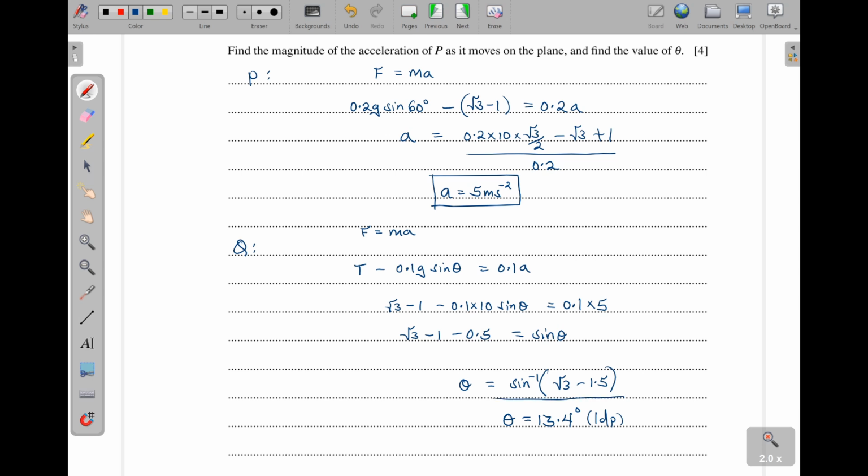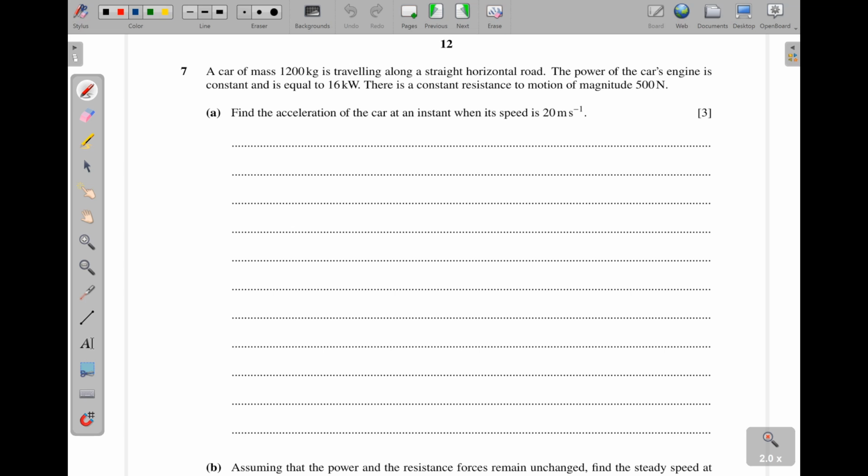Always don't forget to put the degrees if you have worked out the answer in degrees. Question 7. A car of mass 1,200 kilograms is traveling along a straight horizontal road. The power of the car's engine is constant and is equal to 16 kilowatts. There is a constant resistance to motion of magnitude 500 newtons. Now, the stem of A and B, they are all under this. Constant resistance to motion 500.